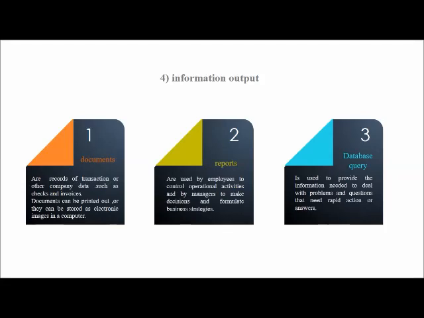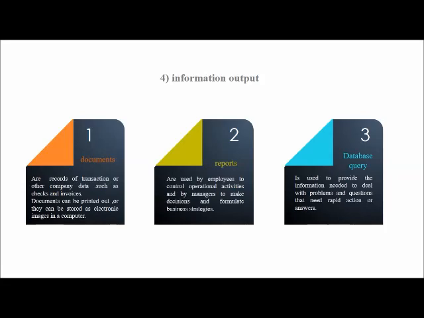Information can come in three basic forms. The first form is document. Documents are records of a transaction or other company data, such as checks and invoices. Documents can be printed out or they can be stored as electronic images in a computer. So a document can come in two shapes. First, it can be printed out and be on paper. Second, it can be a soft copy on the computer.